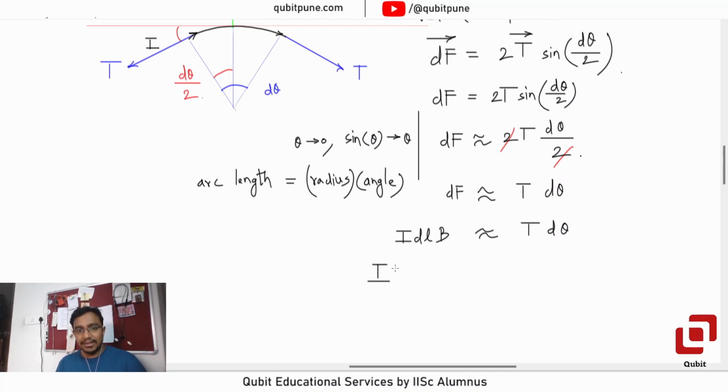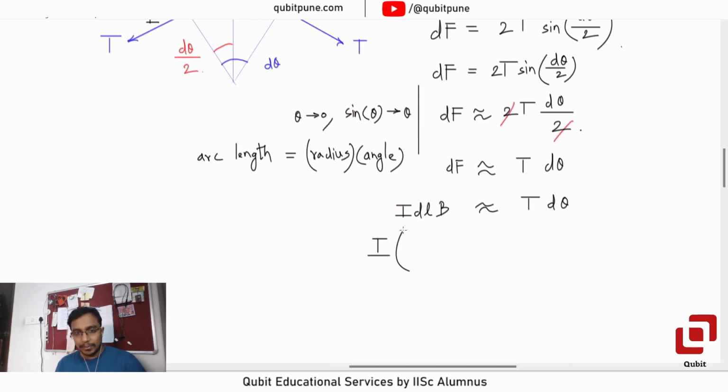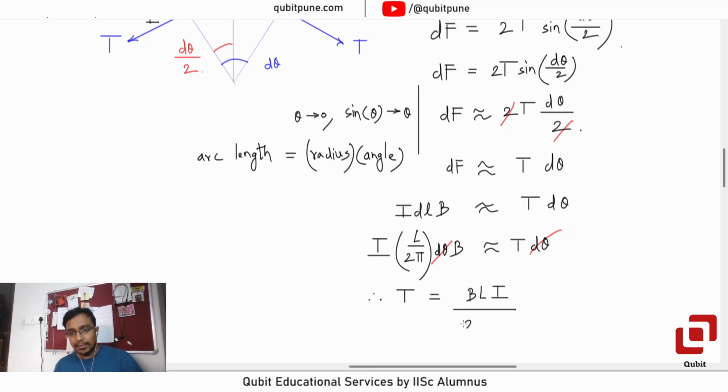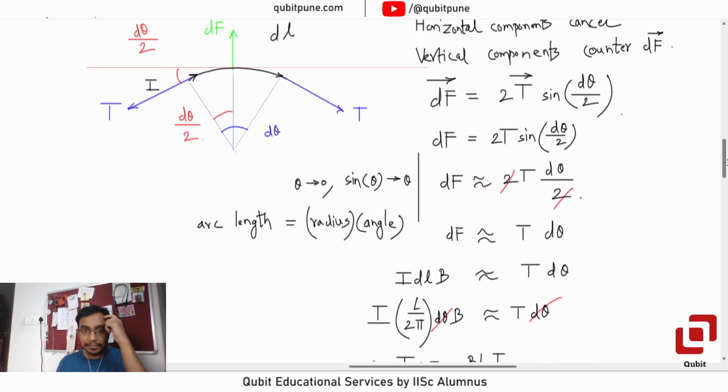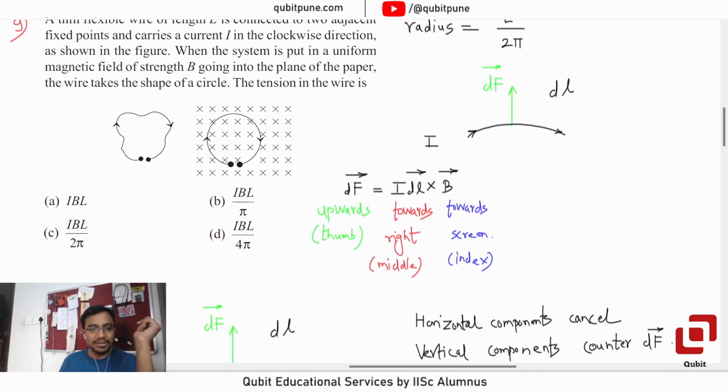dl is arc length, and radius is L upon 2 pi. So I times L upon 2 pi times d theta times B is equal to T d theta. d theta gets cancelled, and therefore T is equal to BIL upon 2 pi. Upon 2 pi only one option is there, that is option C.